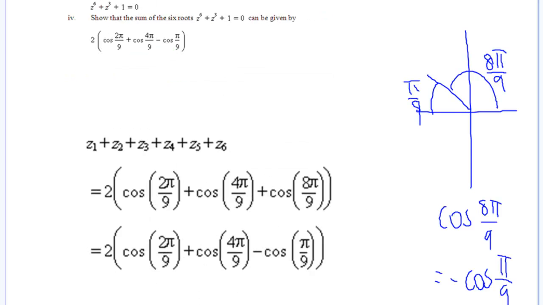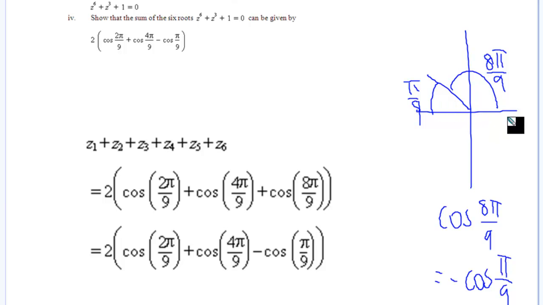So what we'd actually get would be the sum of those being 2 lots of cos of 2 pi on 9, 2 lots of cos of 4 pi on 9, and 2 lots of cos of 8 pi on 9. Now remembering that cos of 8 pi on 9 is in the second quadrant, so it's the same as minus cos of pi on 9. So that's pi on 9 there to that one. So it's the same as taking negative cosine of pi on 9.